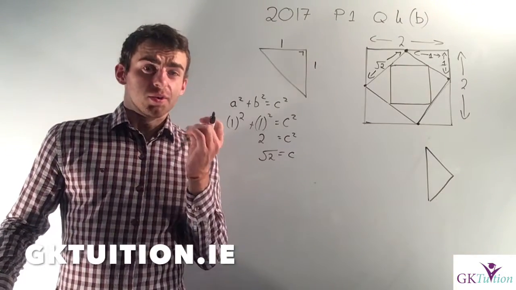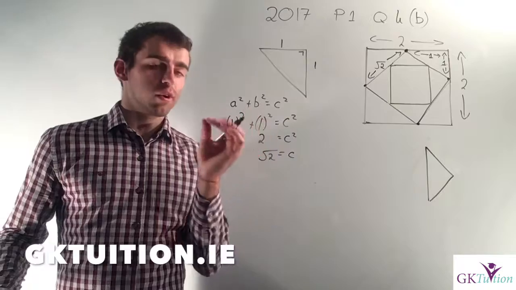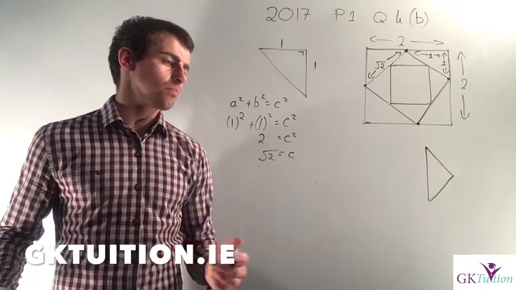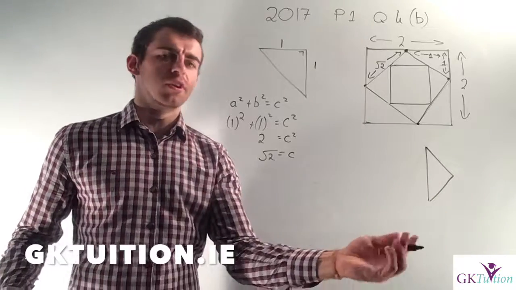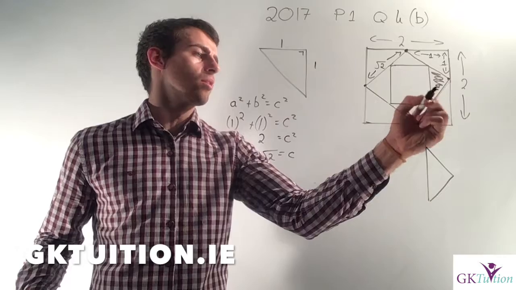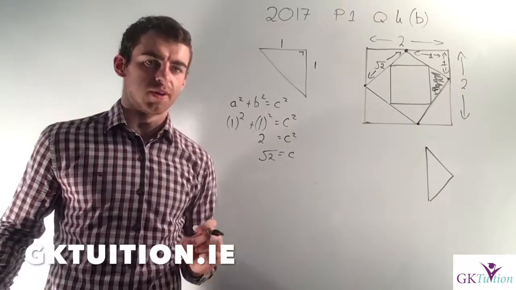Now I just want to do the exact same thing again in order to find the length of one of the sides of the smallest square. You'll notice out here I've drawn another triangle. I want you to think of this triangle as this one here.